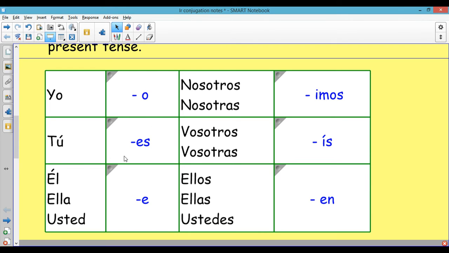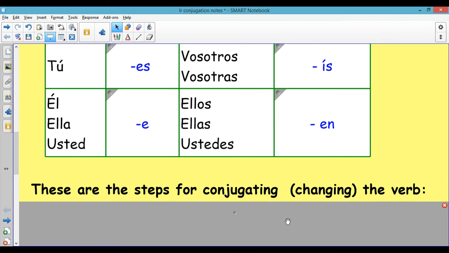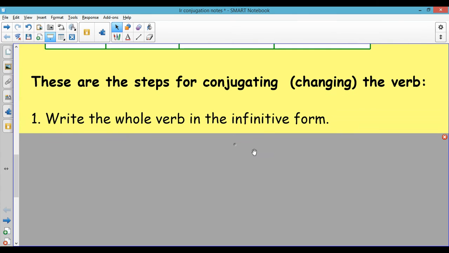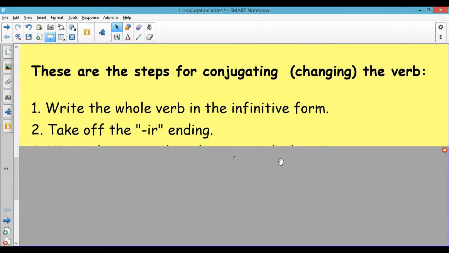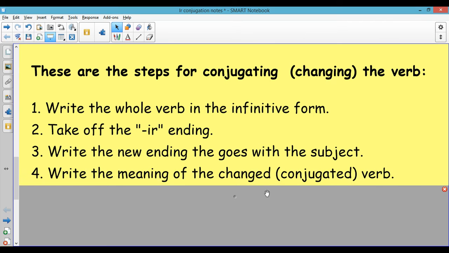O, es, e. Imos, ís, en. Here are the steps for changing the verb. First, you write the verb in the infinitive form. Then you take off the IR ending. Then you write the new ending that goes with the subject. And then you write the meaning of the changed or the conjugated verb.